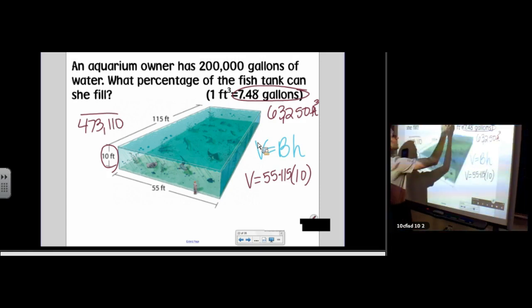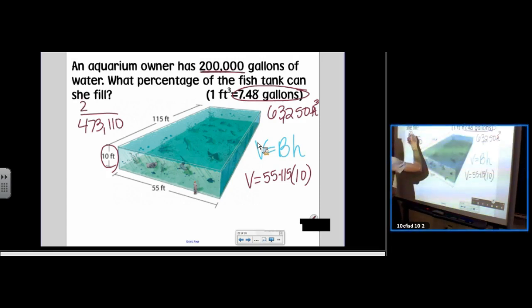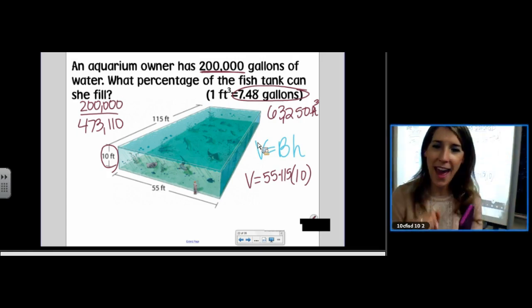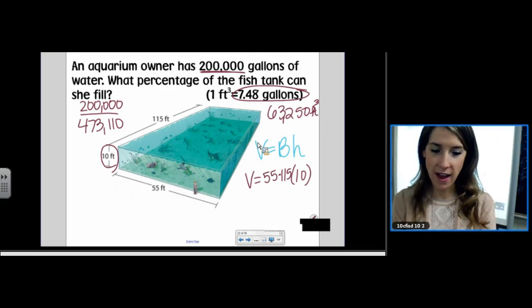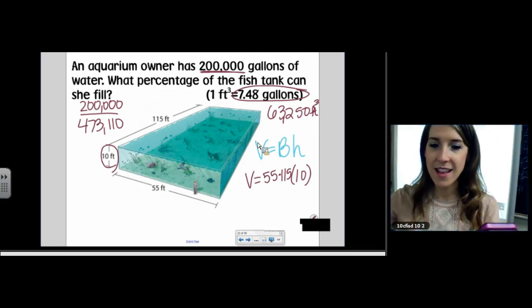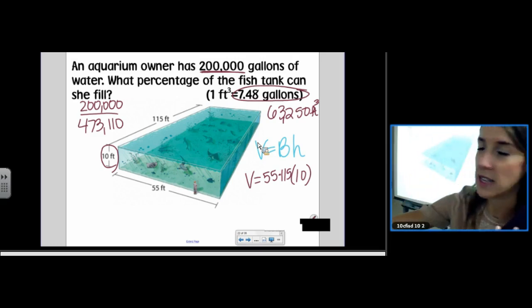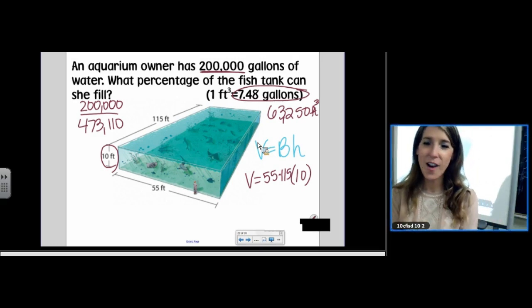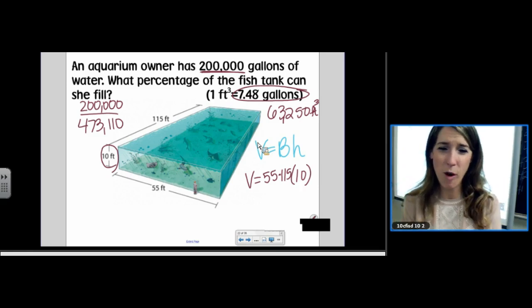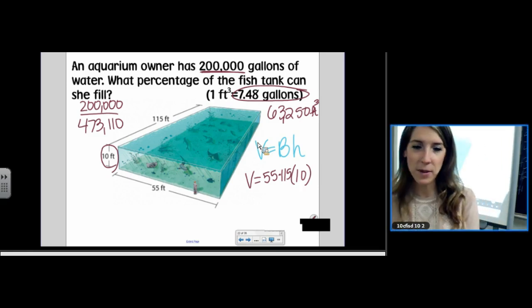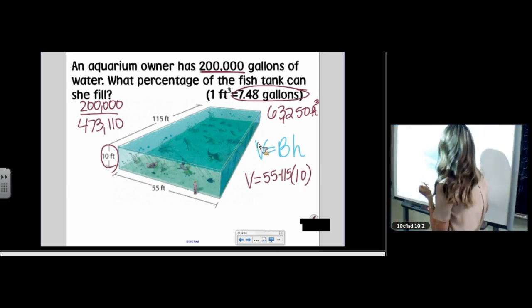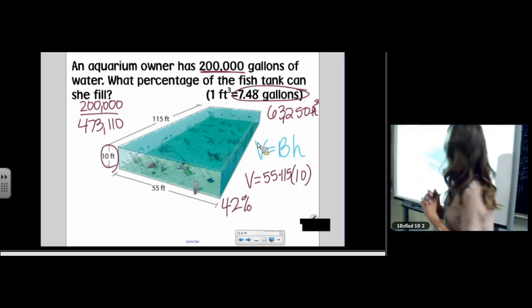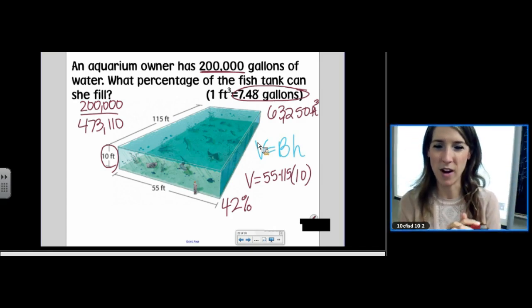473,110. And she only has 200,000 gallons of water. I hope those fish are going to be okay. It says what percentage would she fill. So we need to divide those, and then we can move it and change it into a decimal. Platypus. Oh, you're worried about the platypus. Does he have enough water? Okay, what percentage? That's not a percent. Thank you. There we go. 42% of the tank. So she probably needs to get some more water.